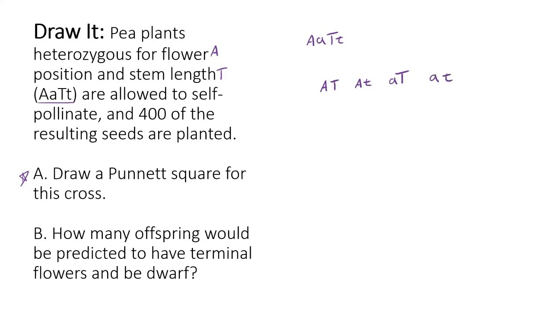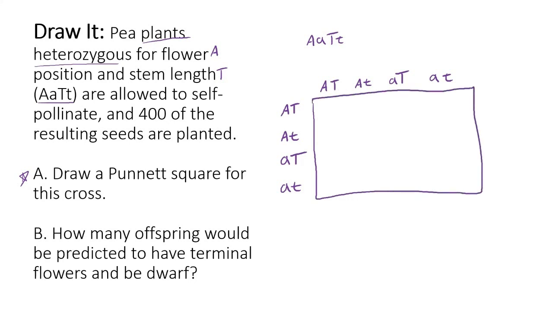Now both of the parent plants are the same, pea plants which are heterozygous for these two traits. So I can just copy everything I put on the upper side of this square onto the left side of this square. Now, because there are 4 different gamete possibilities, we have a 4x4 Punnett square.